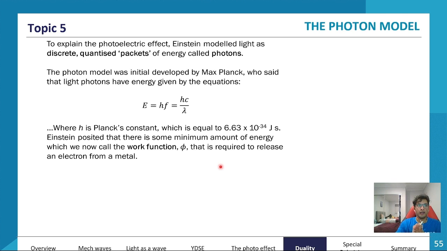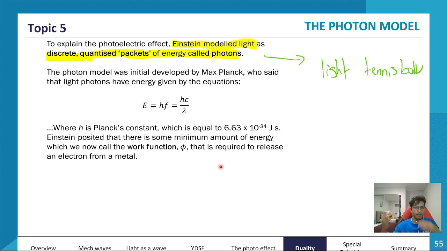To explain this, Einstein came to the rescue, and what he said was that light can be modeled as discrete quantized packets of energy called photons. In other words, you can just imagine light to be tennis balls. You basically have a bunch of tennis balls hitting the electrons, and the energy of the tennis ball just gets transferred to the electrons.